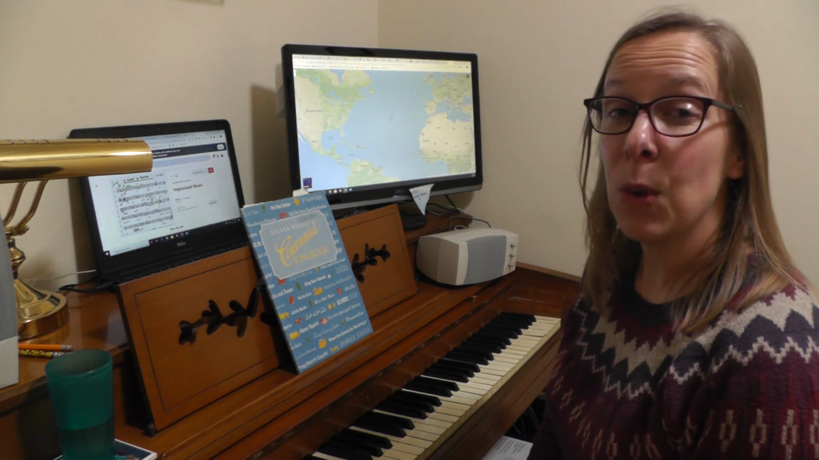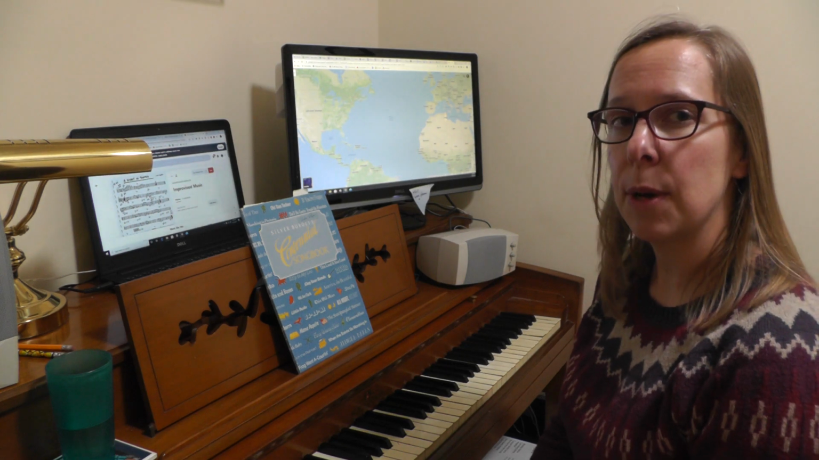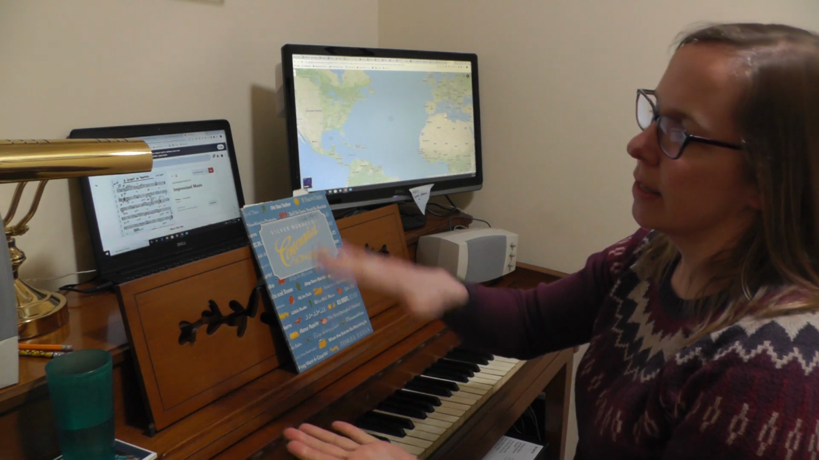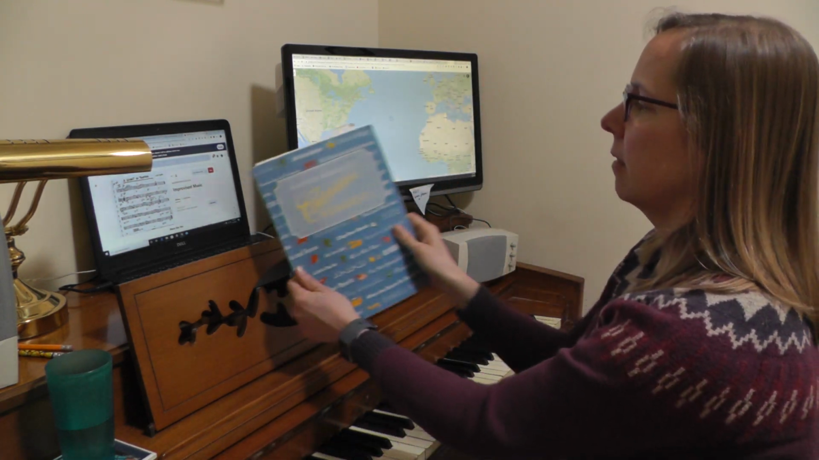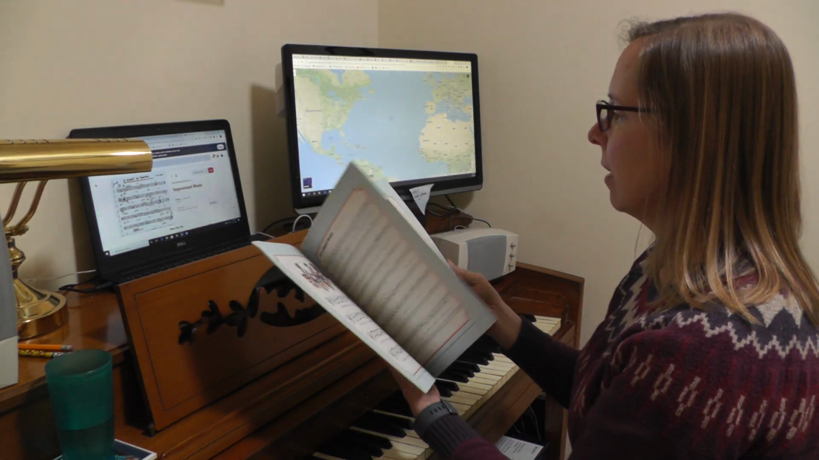Everyone. So this week we've been talking a little bit about melodies and different ways that we can describe them. We talked about the form that they may take on the page, whether it's an arch or ascending or perhaps descending.